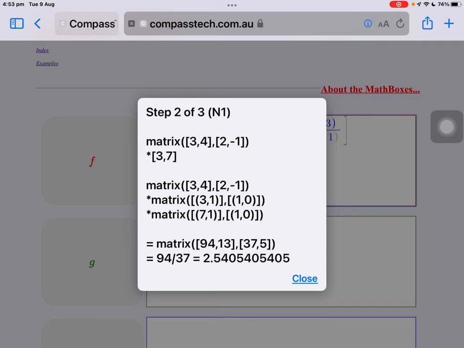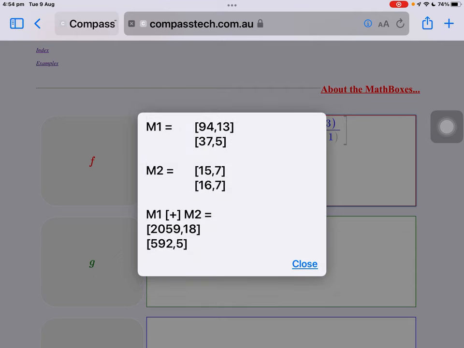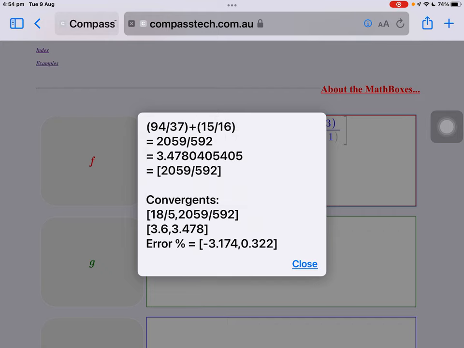We take the second term of our 3 and 1 7th, 22 over 7, that's the 7. Do the calculation. We do the second term of 22 over 5. We do the operation, and we've got our next convergent, 2059 over 592. The error percentage this time is 0.3 of a percent.